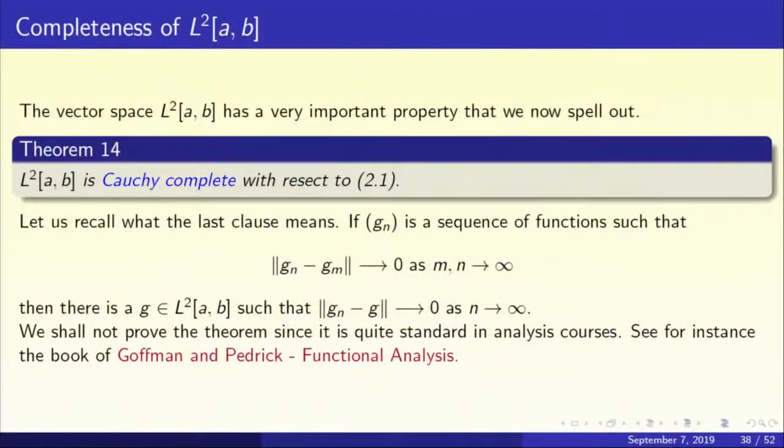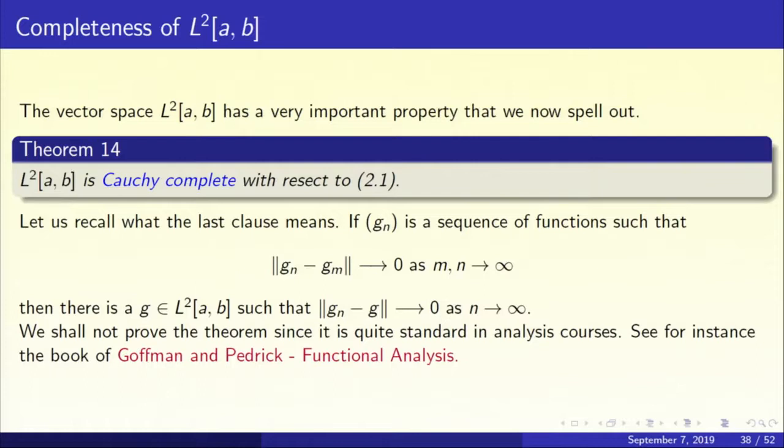Now we come to a very important property of this vector space L2 of [a,b]. It is an example of a complete metric space. So what does that mean? That's stated in theorem 14. L2 of [a,b] is Cauchy complete with respect to the norm. What does the last clause mean? What does Cauchy completeness mean? Let us take a look at it.